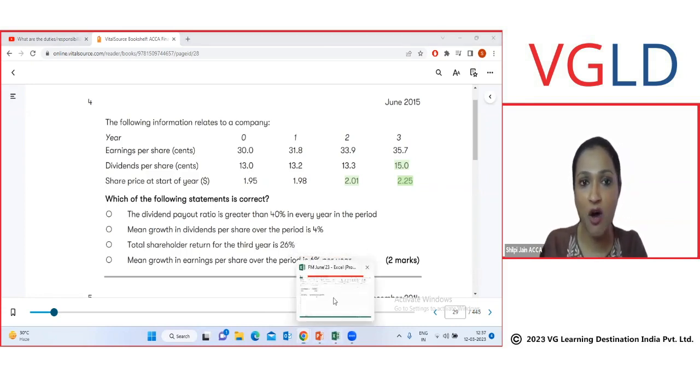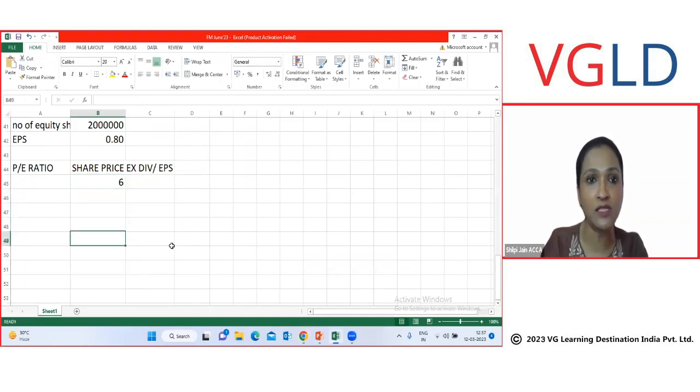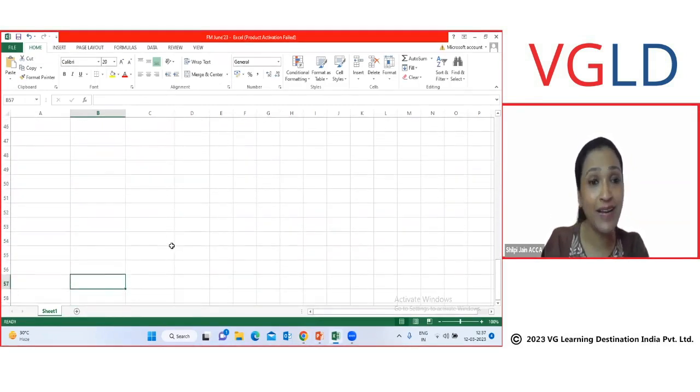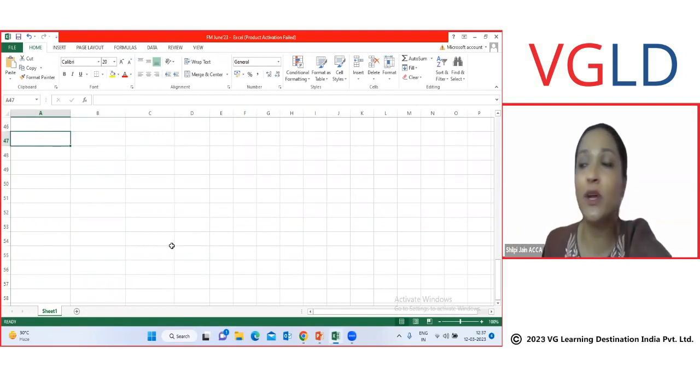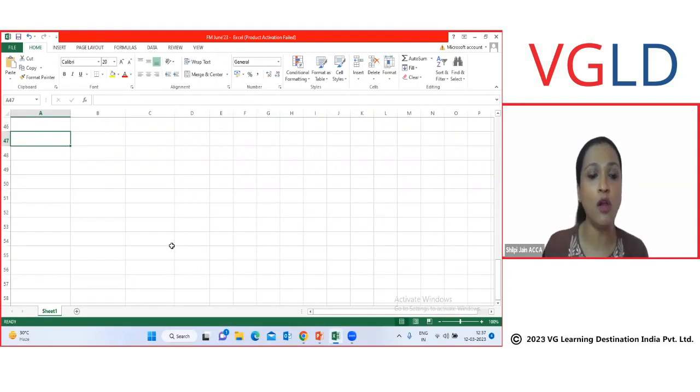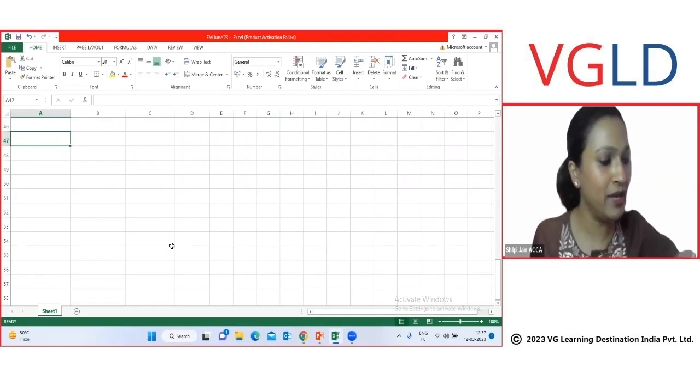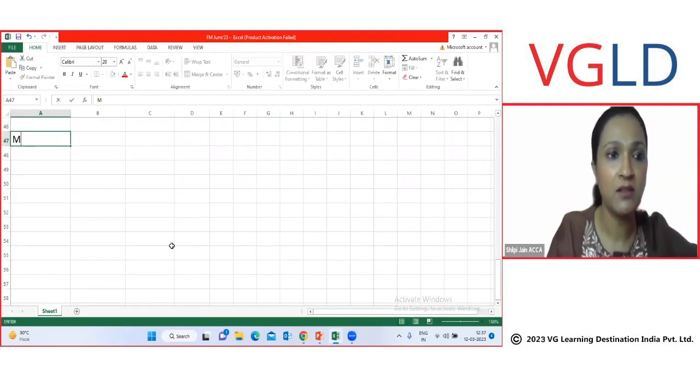Meanwhile, I await your answers, guys. Quickly pour in your answers. Yes, this is going to be a time-taking 2 marker because we literally have to do a lot of calculations to be able to check which one of it is actually true or not. So mean growth in earnings per share.